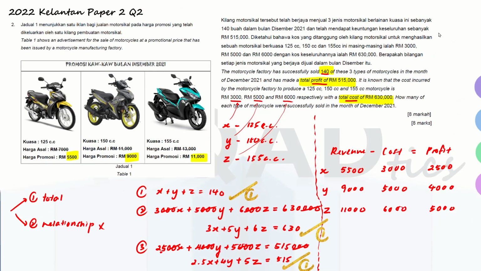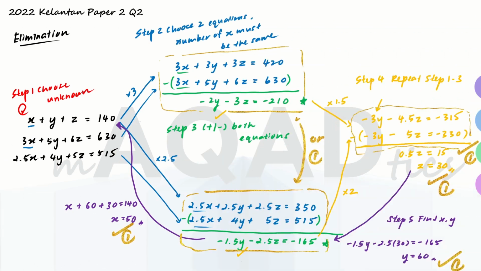Alright, so what I'm showing you now is the way of how the marks are allocated for this question.